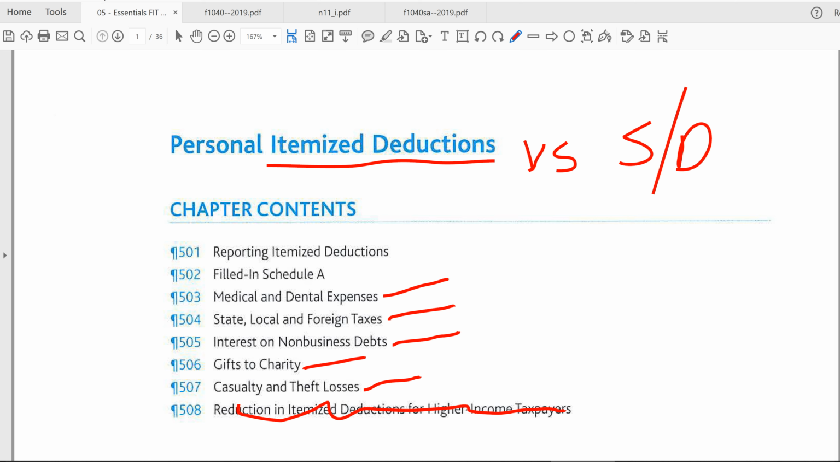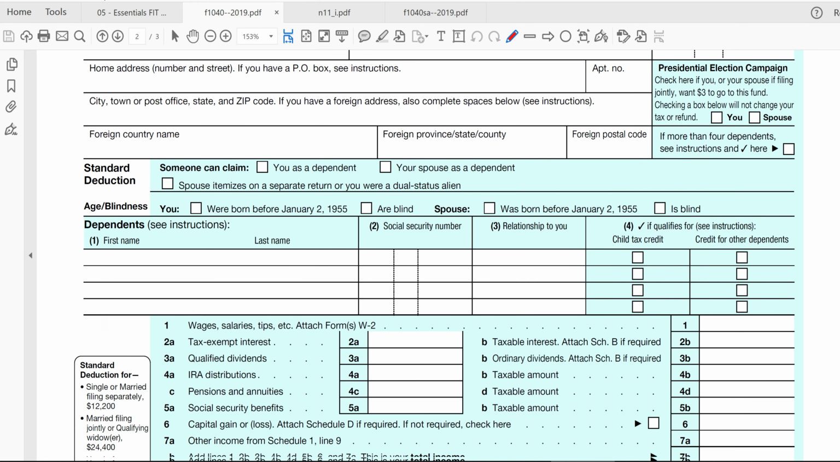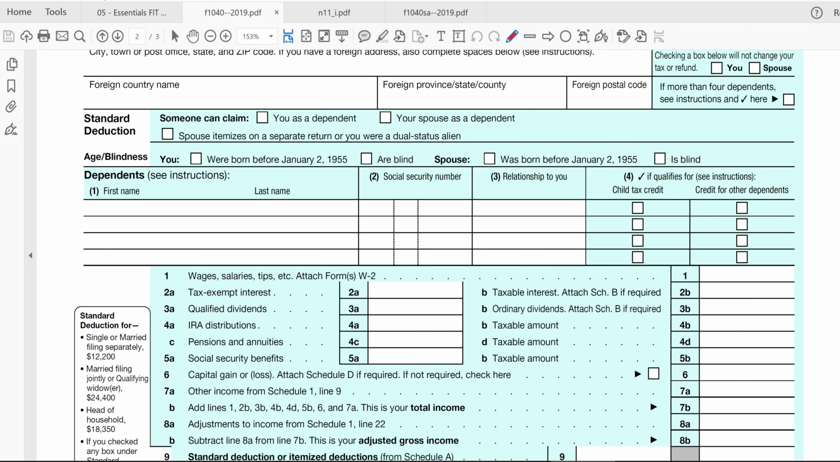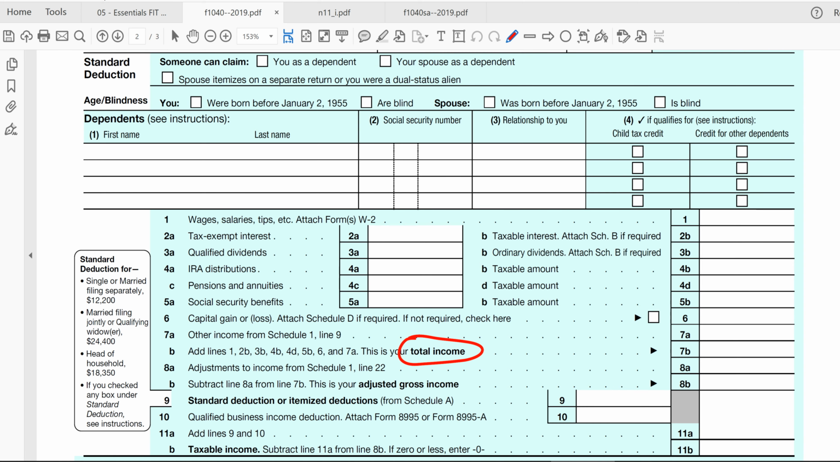Let's take a look at the 1040 form and review the so-called tax formula. If you remember, in past chapters we've been totaling up the different types of income we learned in chapter 3 and chapter 4. Then we subtract out deductions called adjustments, which we learned in chapter 4, to get to the adjusted gross income. And so far this semester, we've been subtracting the standard deduction from that adjusted gross income.